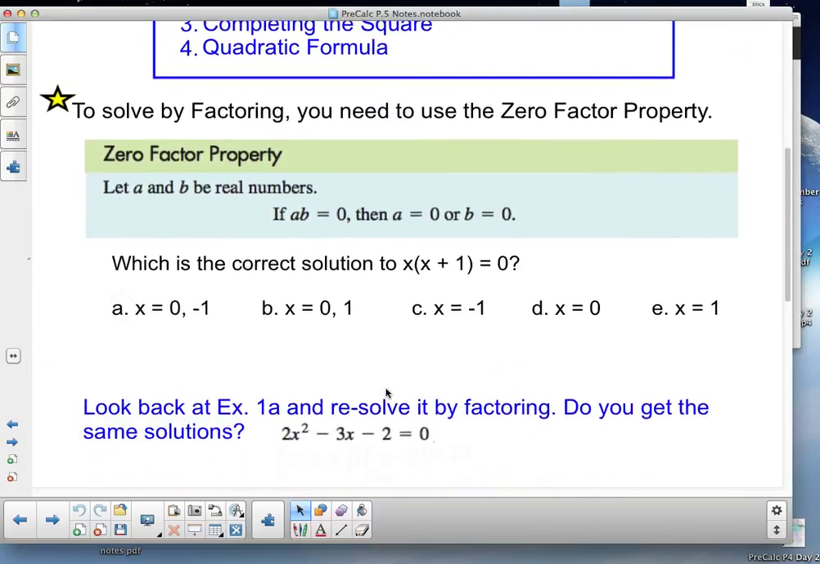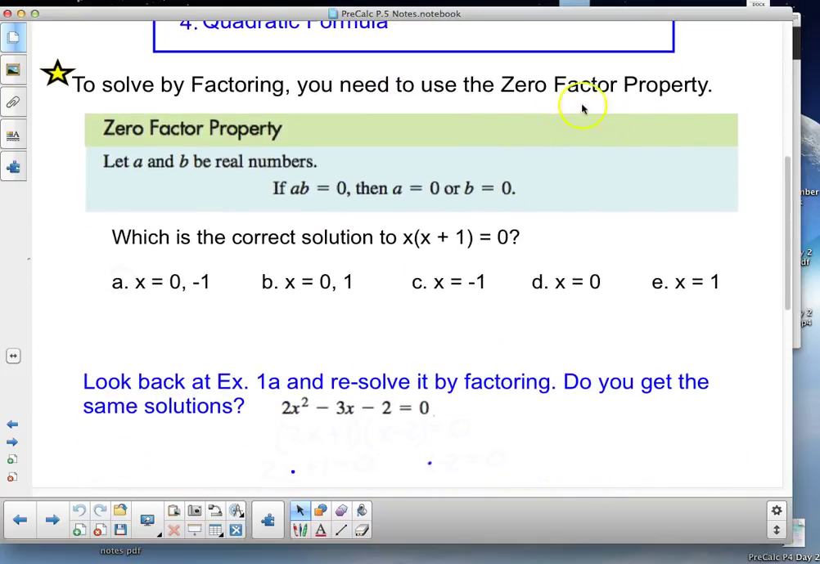To solve by factoring, you need to use the zero factor property. If two numbers are multiplied together and their product is 0, then one of those two, if not both, must therefore be 0. So which is the correct solution here? One is 0, one is -1. Which one's 0 and -1? It's this one. So we have that as our correct answer.